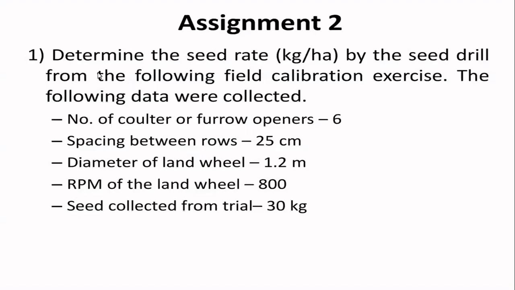So the question: determine the seed rate. How many kilograms of seed are needed for 1 hectare of land by the seed drill? From the following field preparation exercise, the following data were collected. Number of furrow openers, seed spacing between 25 centimeter, diameter of the land wheel 1.2 meter. What is the diameter? Not radius. Diameter should be 2R, double the radius. So, RPM, seed taken from the trial 30 kilogram.